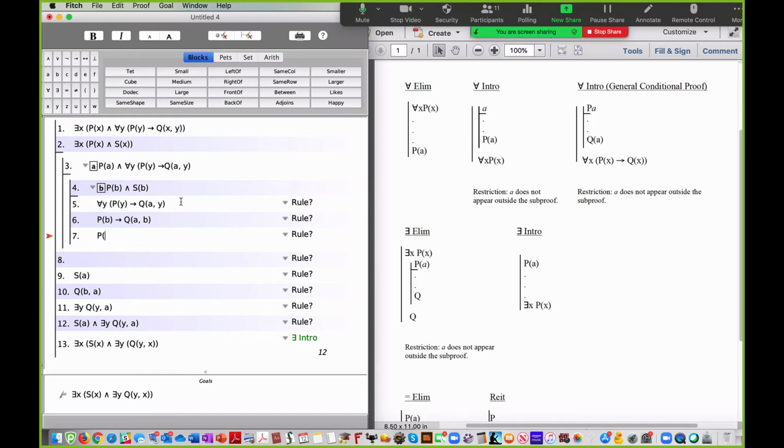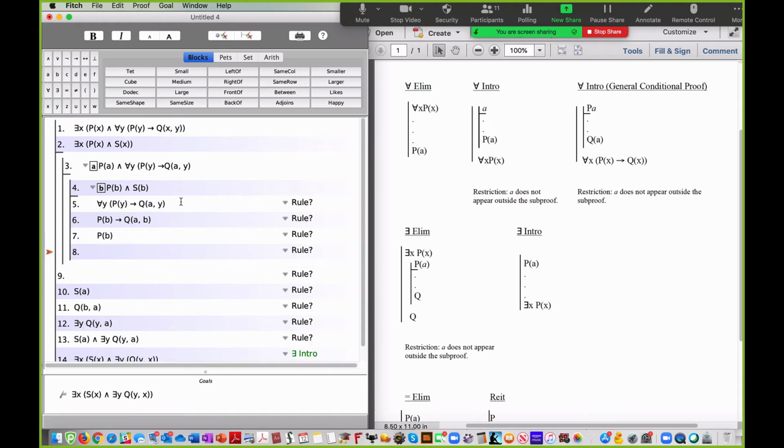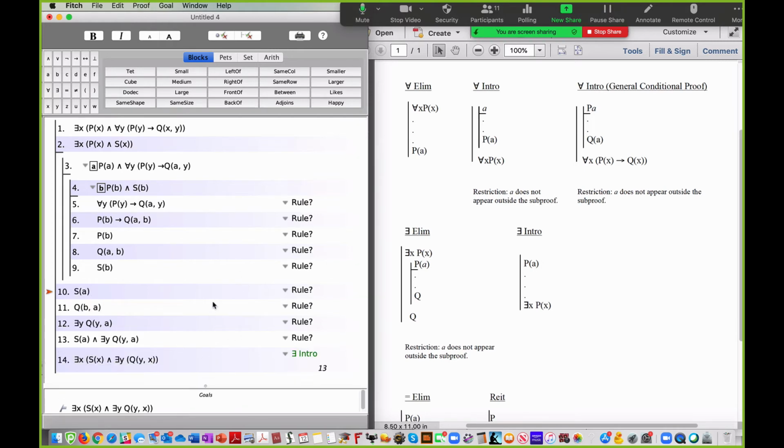Then I'm going to eliminate the left side of the conjunct at 4, which gets me Q A B. And then I also want S B. Now, let me remind myself of what I was looking for. Take a look at 8 and 9 and look at, respectively, 11 and 10. The order of the constants is different, the hypothetical names are different, but that's okay.